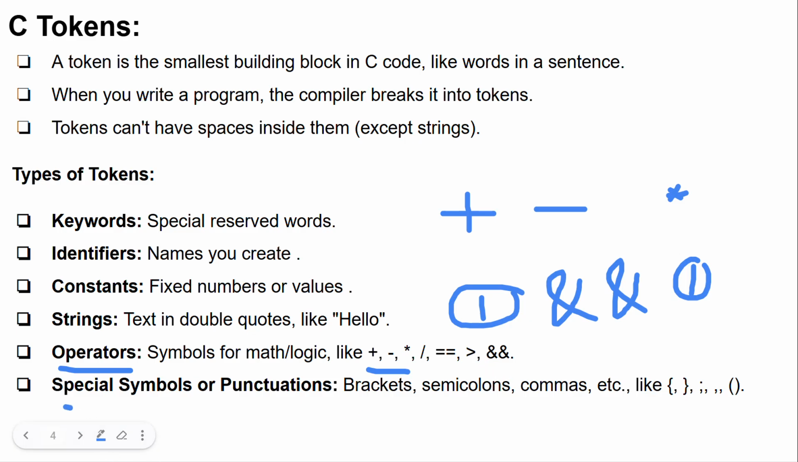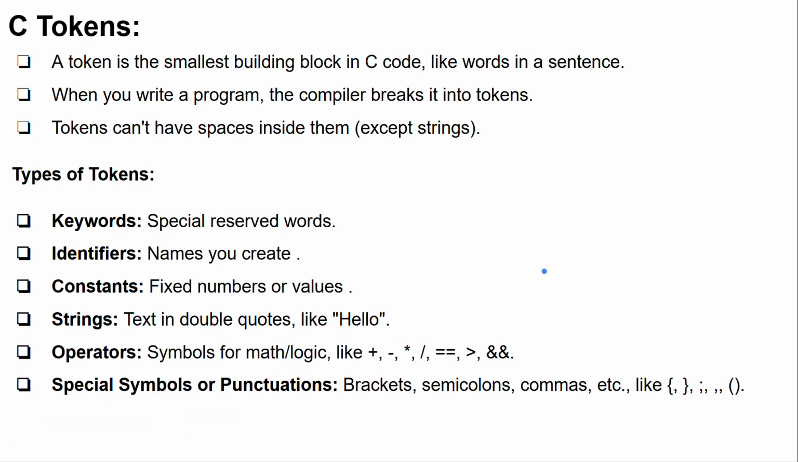Then we have special symbols or punctuations. Okay, semicolon, comma, curly braces, square braces. So these are called punctuations or special symbols. Okay, so C tokens are nothing but building blocks for a C program.